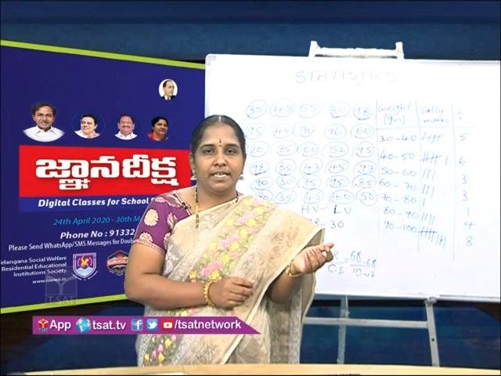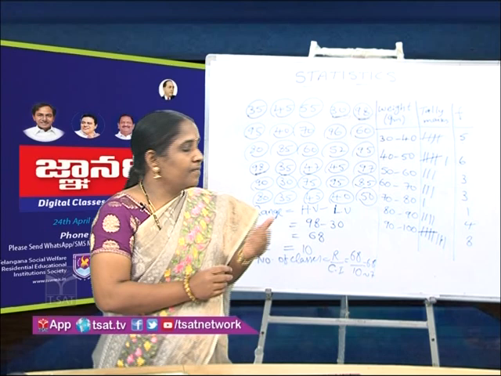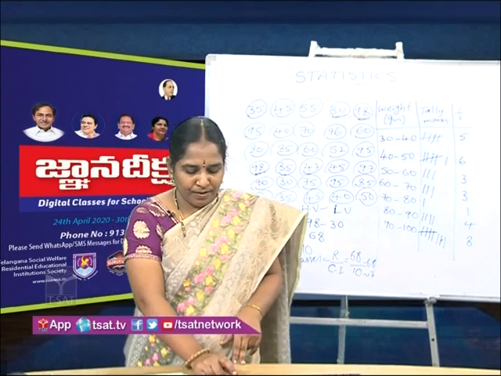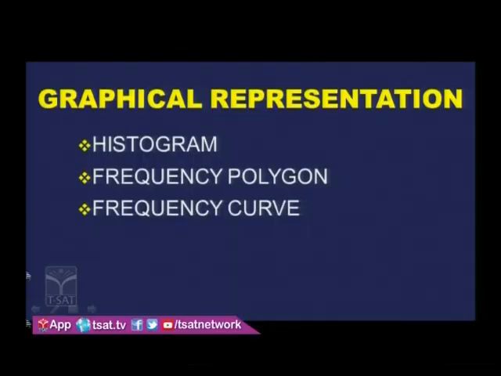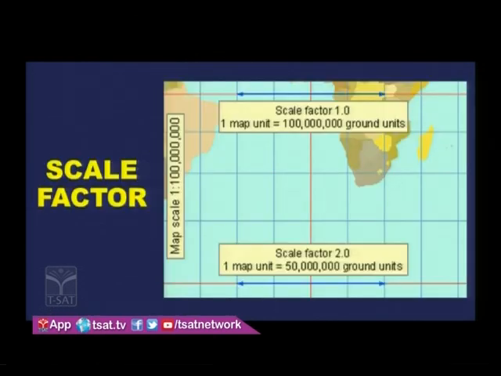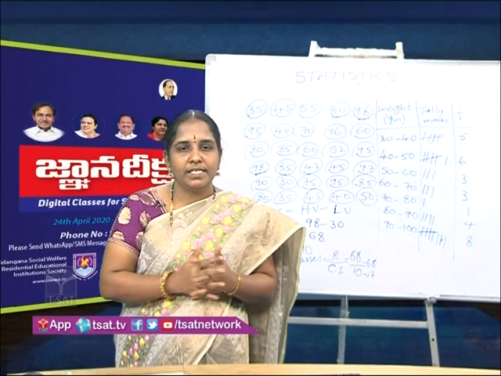Now let us represent this frequency distribution in the form of graphs. Are you all ready to draw the graphs, children? Right. So we have 3 types of graphs: histogram, frequency polygon and frequency curve. We represent the given grouped data in a histogram, frequency polygon and frequency curve, one at a time. And before we draw the graph, I would like to tell you something about scale factor, which is very important in drawing graphs, and in many other things in our day-to-day life, in other subjects also. What is the scale factor?